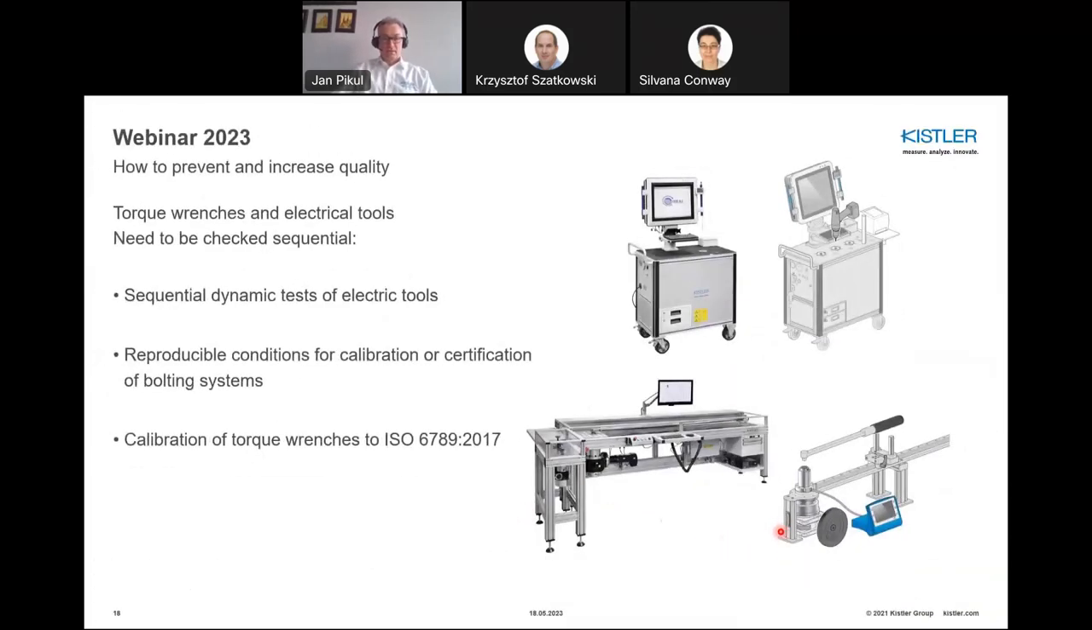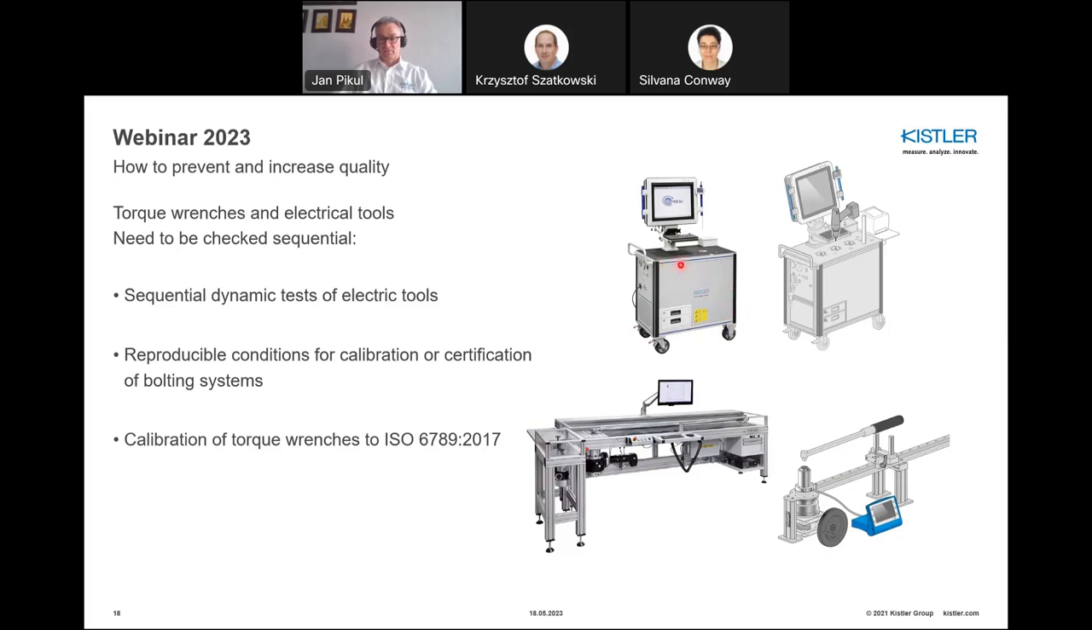So this is our answer to these standards. Our company produces special equipment which allows us to measure tools and keep the tools under control during the process. On the top you can see the system called Certest. It's the system for tool testing of every drive tool. It means electric, pneumatic, and even mechanical wrench tools can be tested on this special system.